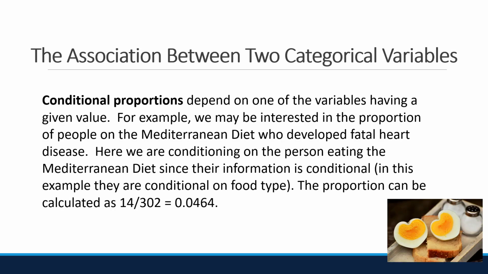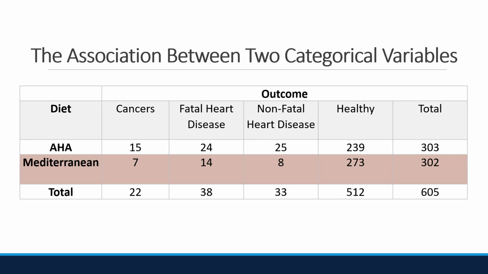We can also use a table to calculate different proportions. Definition: a conditional proportion depends on one of the variables having a given value. For example, we may be interested in the proportion of people on the Mediterranean diet who develop fatal heart disease. Here we are conditioning on the person eating the Mediterranean diet, since their information is conditional. In this example, they are conditional on diet. The proportion can be calculated as 14 divided by 302, which is equal to 0.0464.